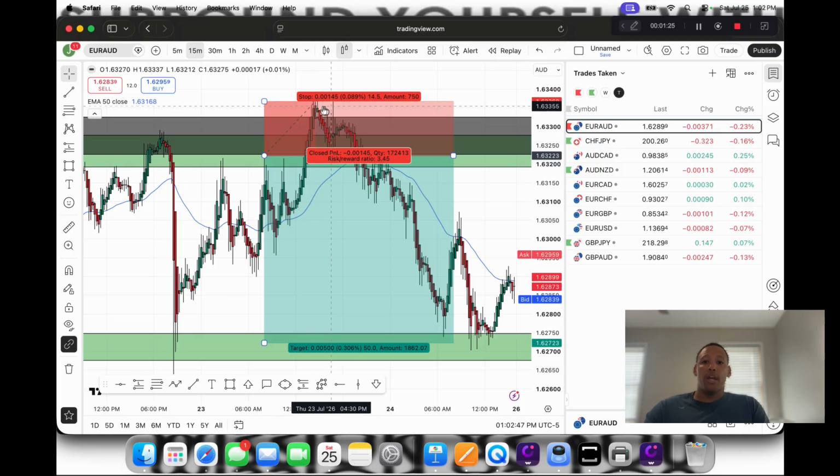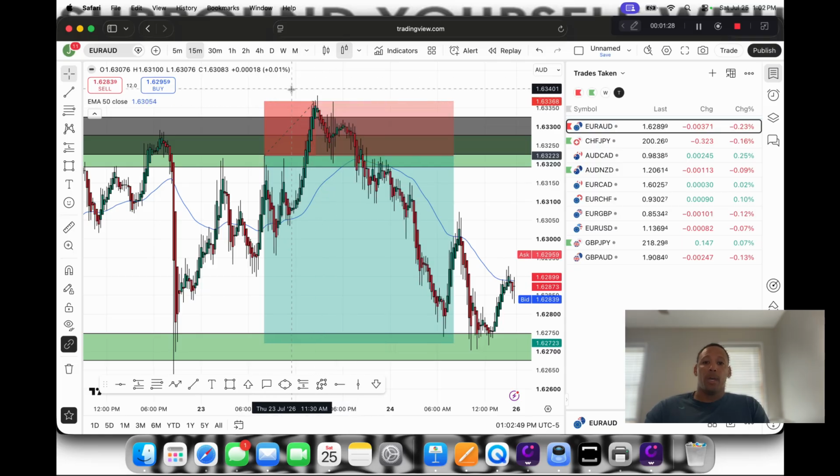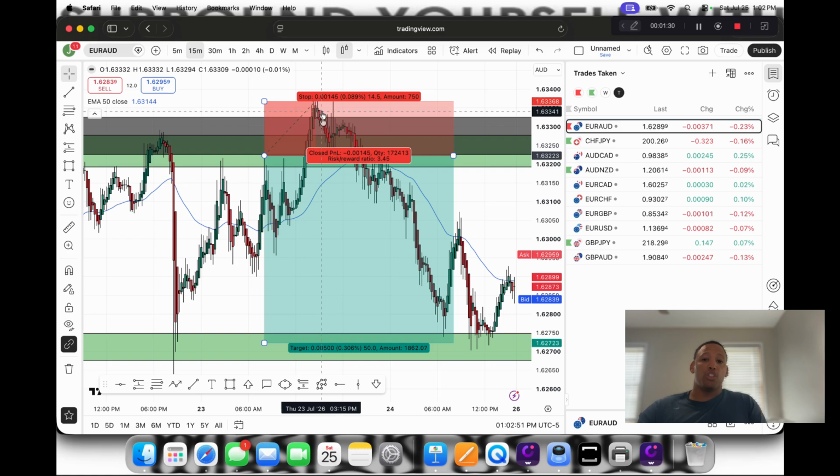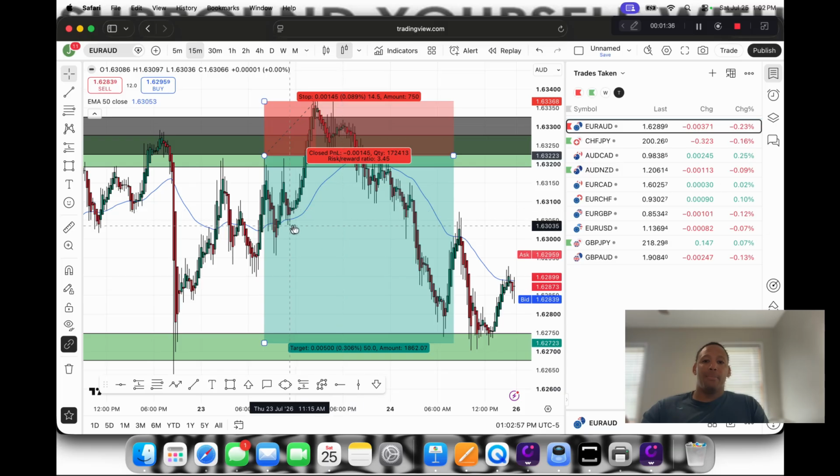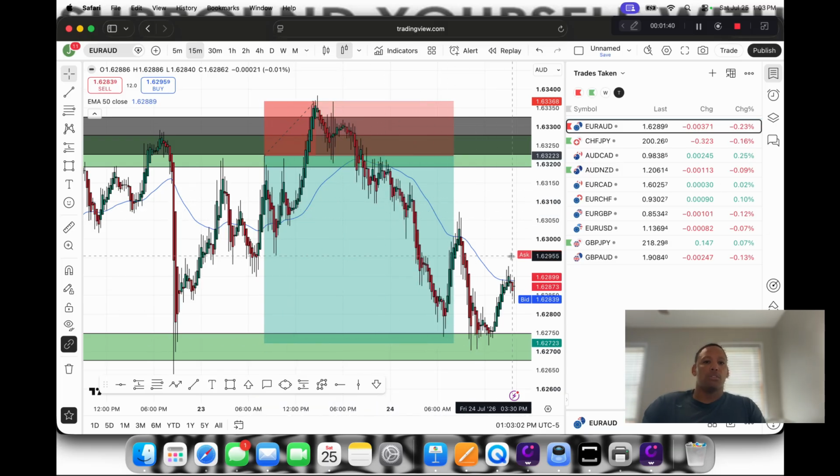So I closed the trade at the very top, and I waited for another shift of structure to the downside. I was looking for that to happen on the lower time frames first, but by the time that happened, it was way down here, and price just continued to fall, right?